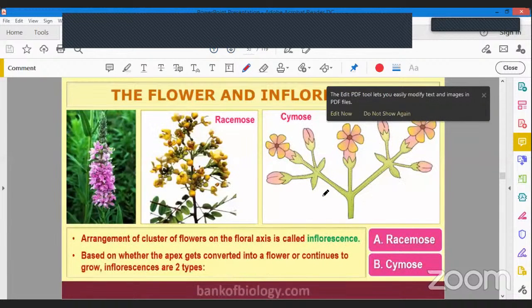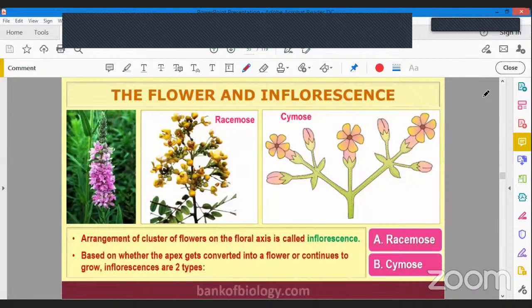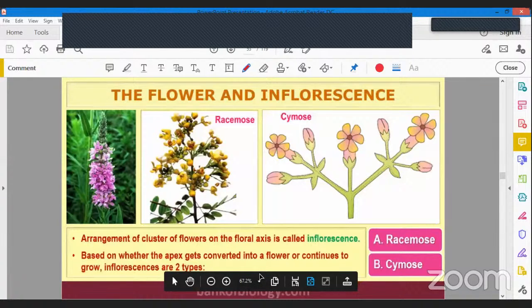So, what is an inflorescence? Inflorescence is the arrangement of a cluster of flowers on a floral axis. Based on whether the apex gets converted into a flower or continues to grow, inflorescence is of two types. One is racemose, the other one is cymose. So take it down.